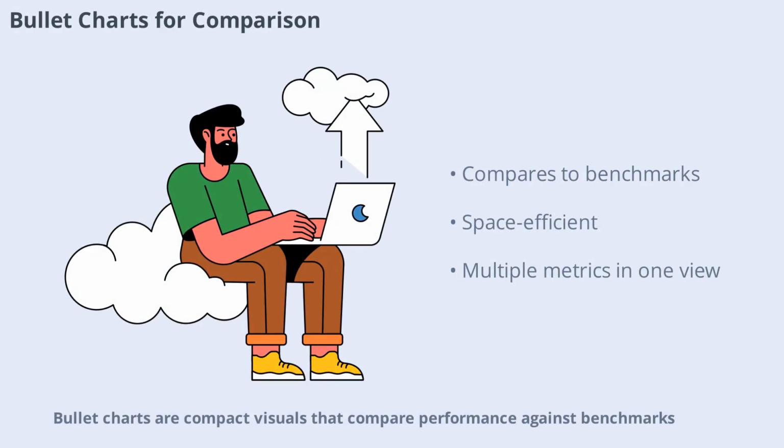Bullet charts are compact visuals that compare performance against benchmarks. They combine bars, markers, and ranges to show how a value measures up to targets or previous results. Bullet charts are space-efficient and ideal for dashboards where you need to display multiple metrics side by side. They help viewers quickly assess performance and spot areas needing improvement.